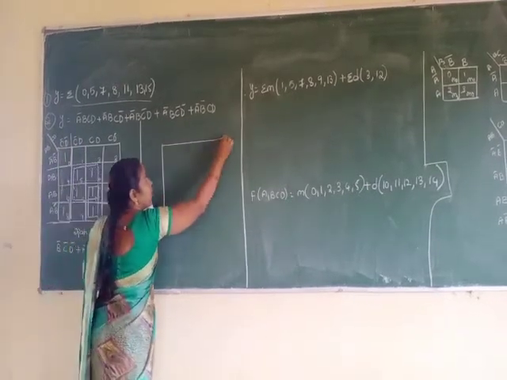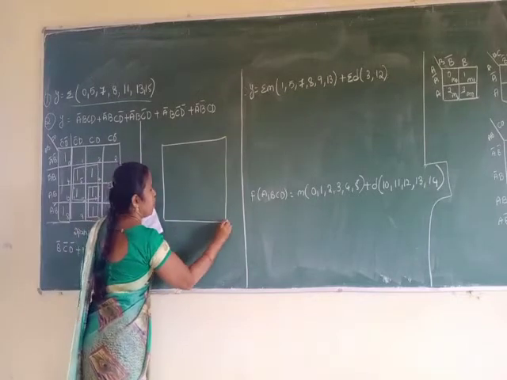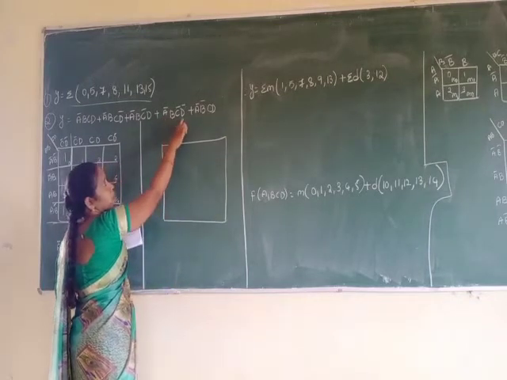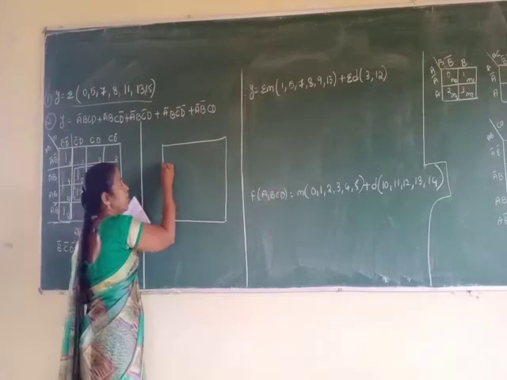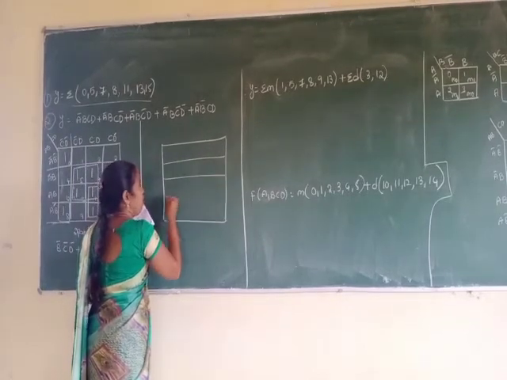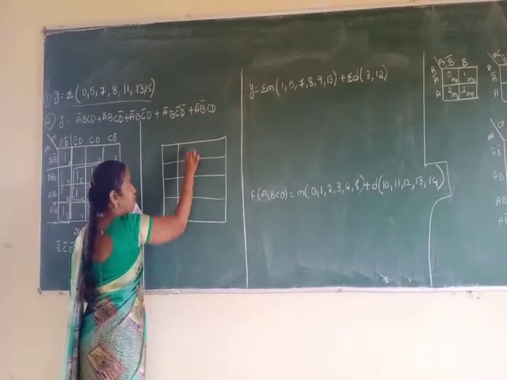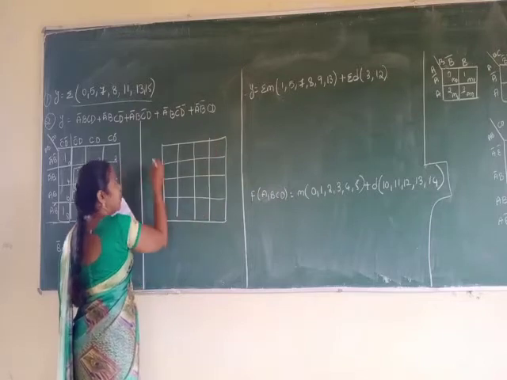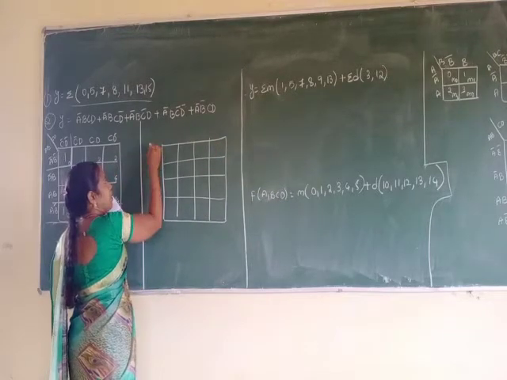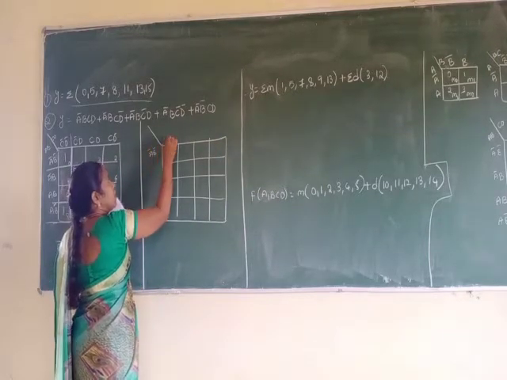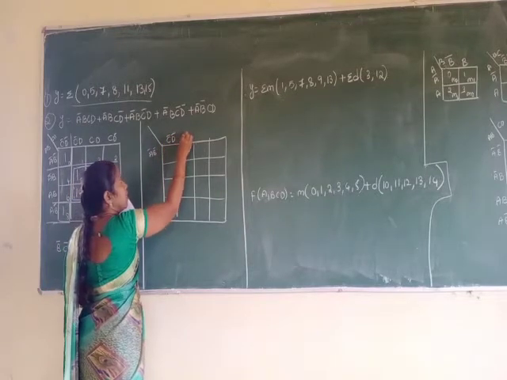So first I will plot it here. Why? Because from the expression only, how many variables are there? 4 variables. So 4 variables you are going to plot. Again 16 cells will be there. Right. So this side AB and here it is CD.